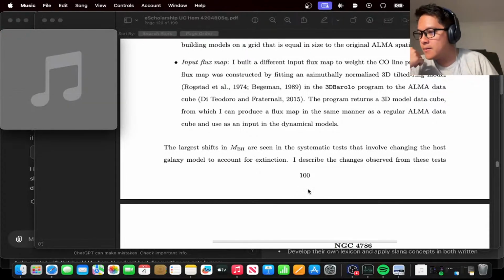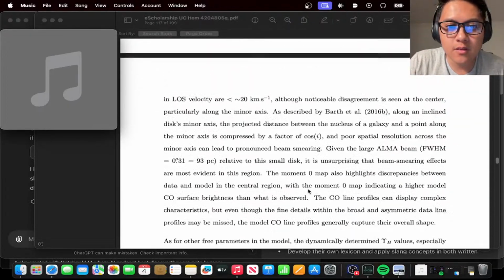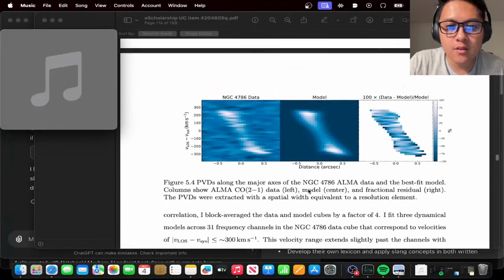Well, after crunching the numbers and fine-tuning the model, Kyle landed on an estimated black hole mass of around 500 million times the mass of our sun.